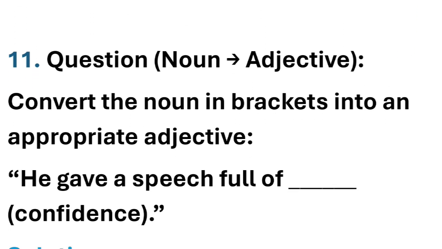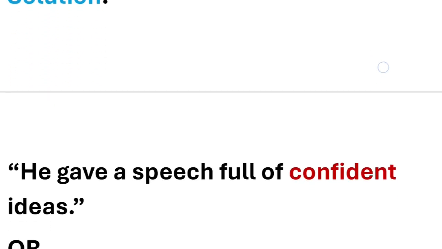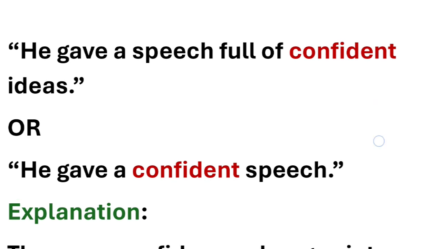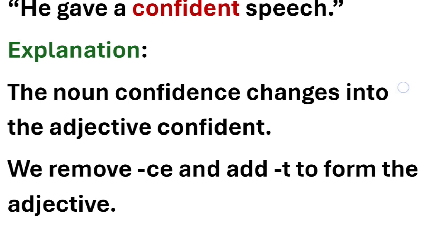Now question 11 says, noun will be given in the bracket and you have to convert the noun in brackets into an appropriate adjective. He gave a speech full of dash, the noun in the bracket is confidence. We have to make adjective using this. So we can say he gave a speech full of confident ideas. The word has become confident over here. Or he gave a confident speech.